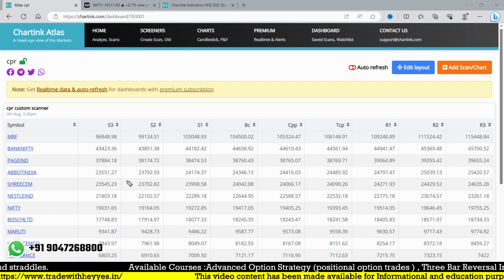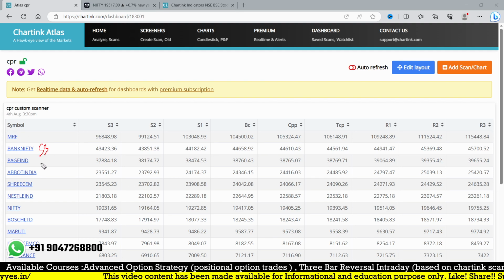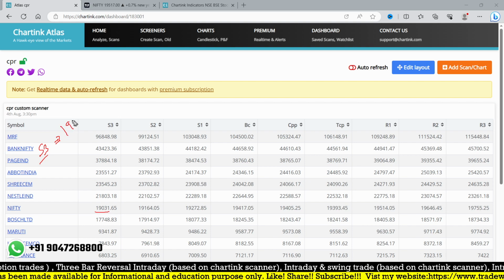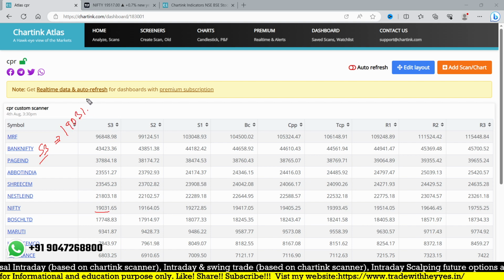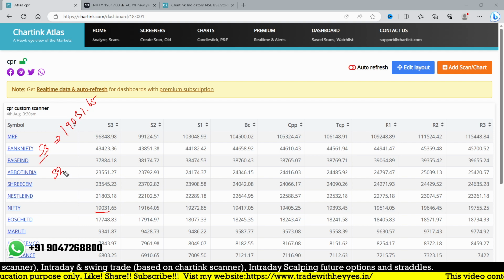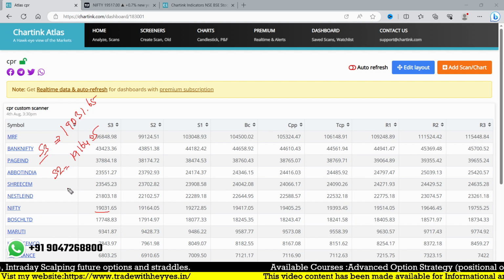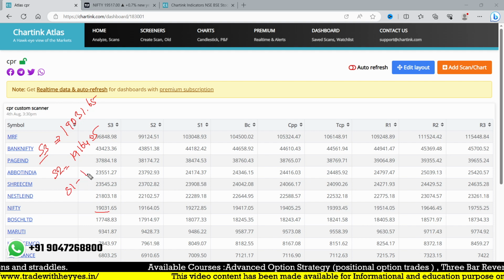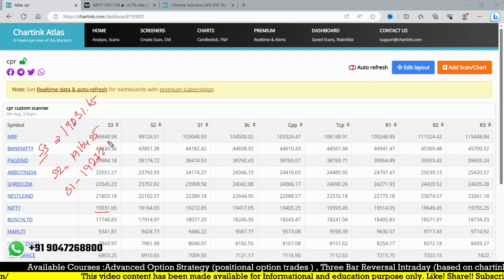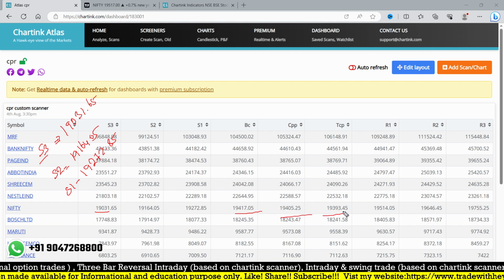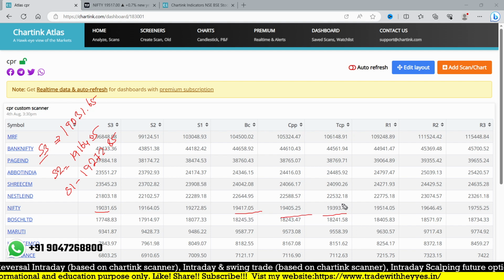Okay, so S3 on Camarilla, S3 is equal to 19,331.65. S2 is around 19,164.05. We'll compare with the charts. And S1 is around 19,272.85. We already checked the BC, TC and central pivot, which we have already done.